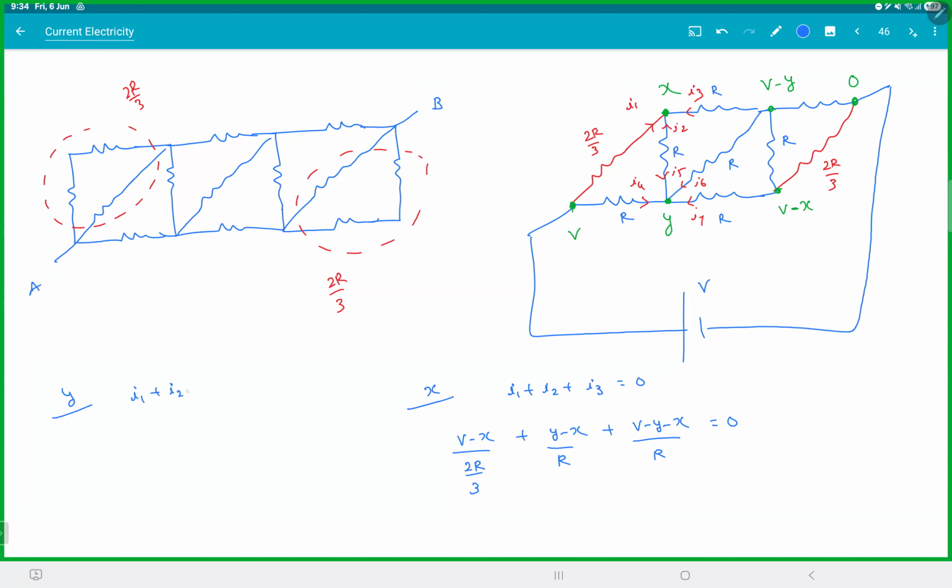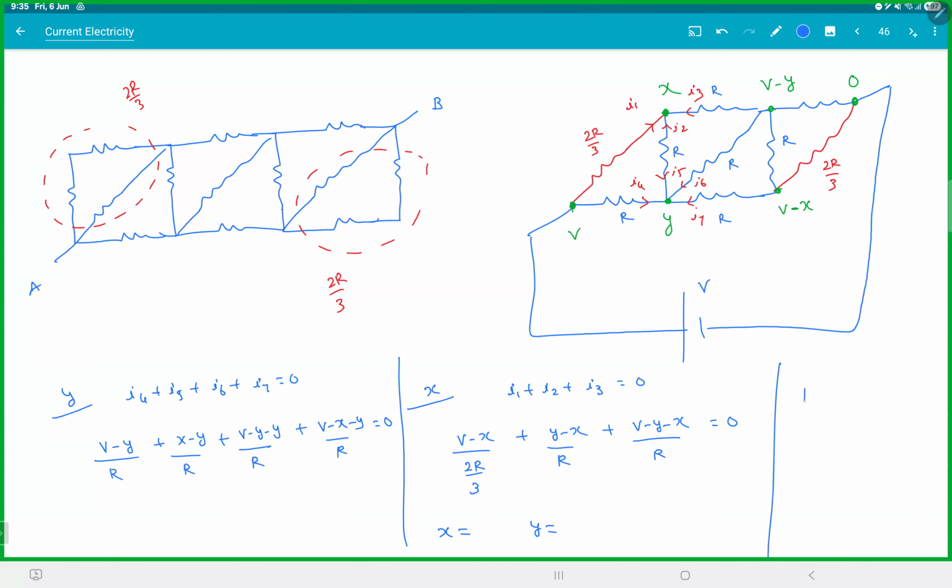For Y, it is I1 plus I2, I4, I5, I6, and I7 is 0. I4 is V minus Y by R. Yeah, solving is a pain, but still much better than normally, where you won't be able to solve the circuit. X minus Y by R, V minus Y by R. It's actually only two unknowns, two equations. V minus X minus Y by R. So if you solve this, you'll get X and Y from here.